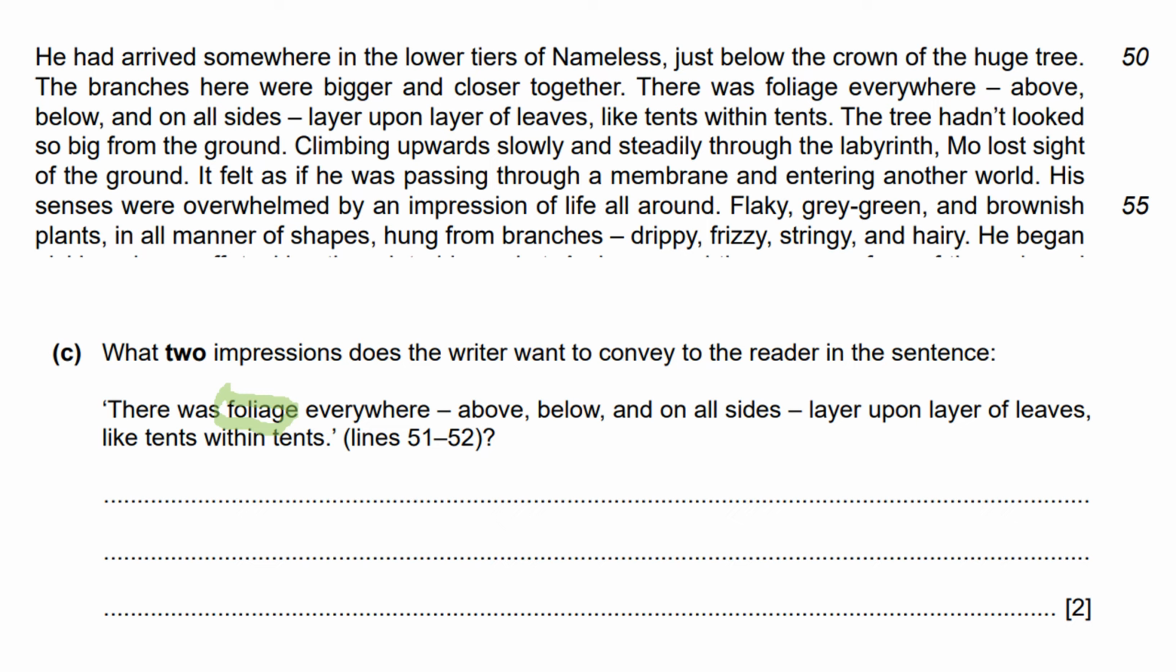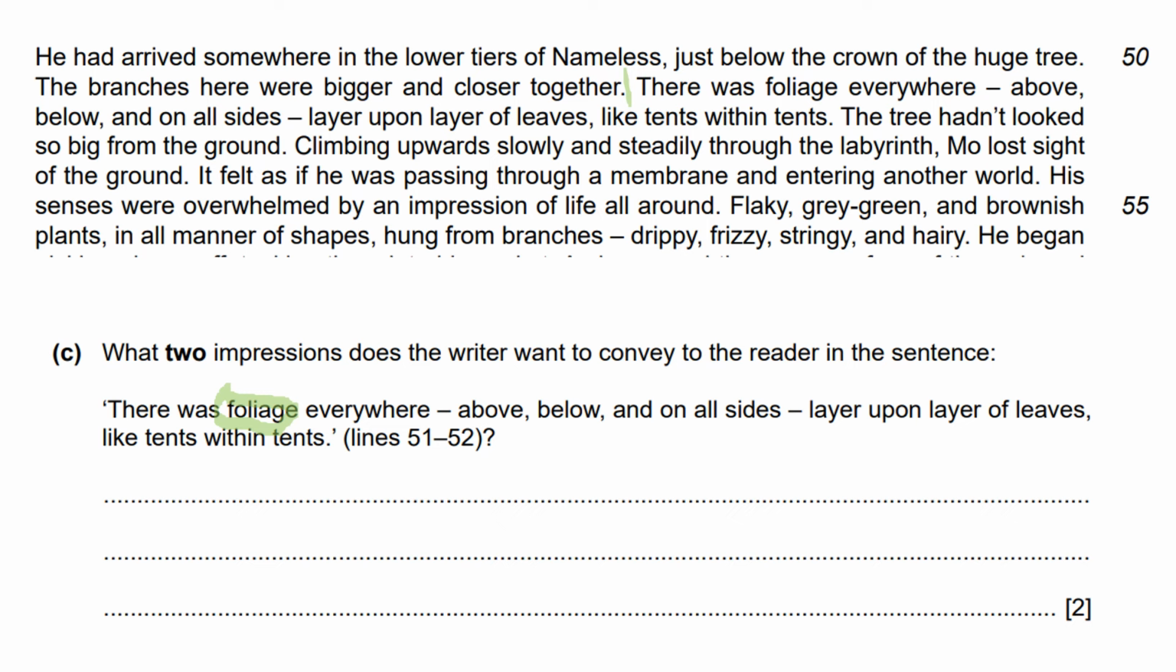So we have to tell what two impressions the writer is trying to convey, and we have to see lines number 51 to 54. Here is the line. There was foliage everywhere, above, below, and on all sides, layer upon layer of leaves, like tents within tents.